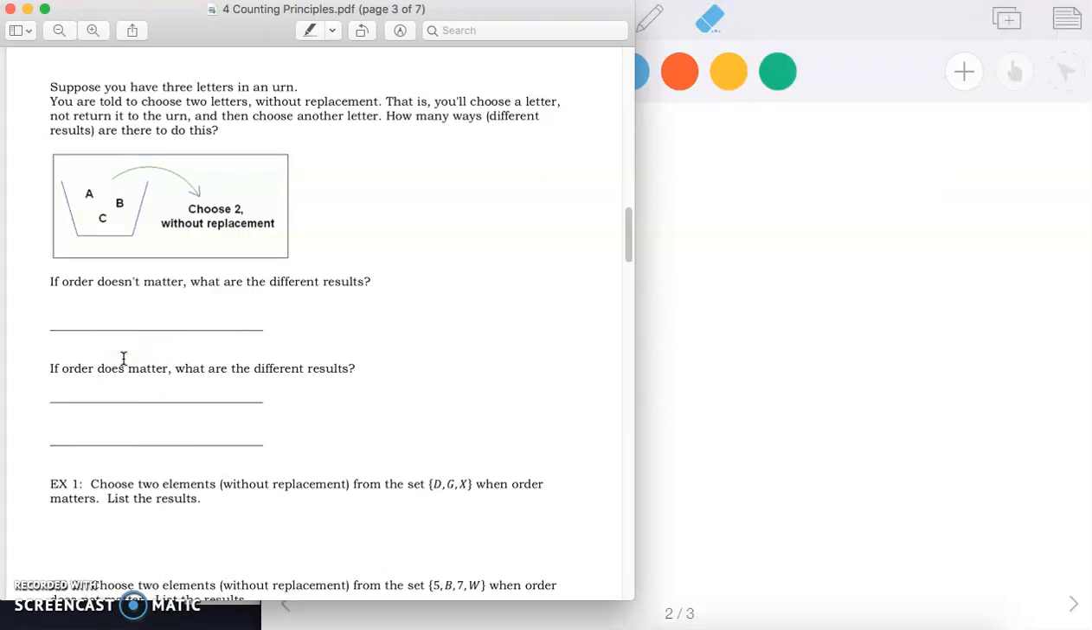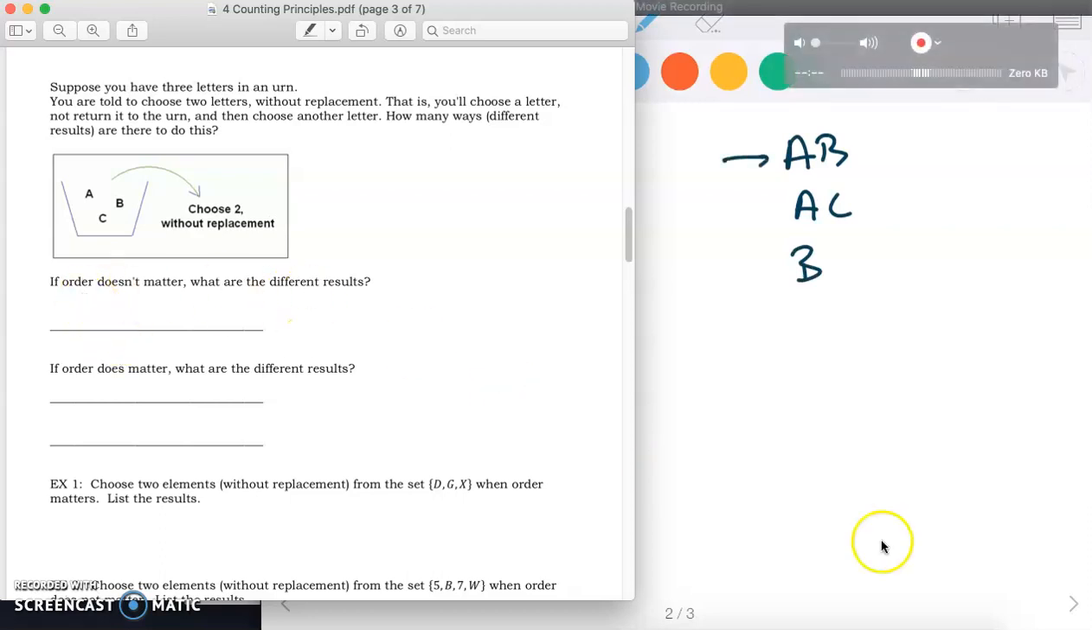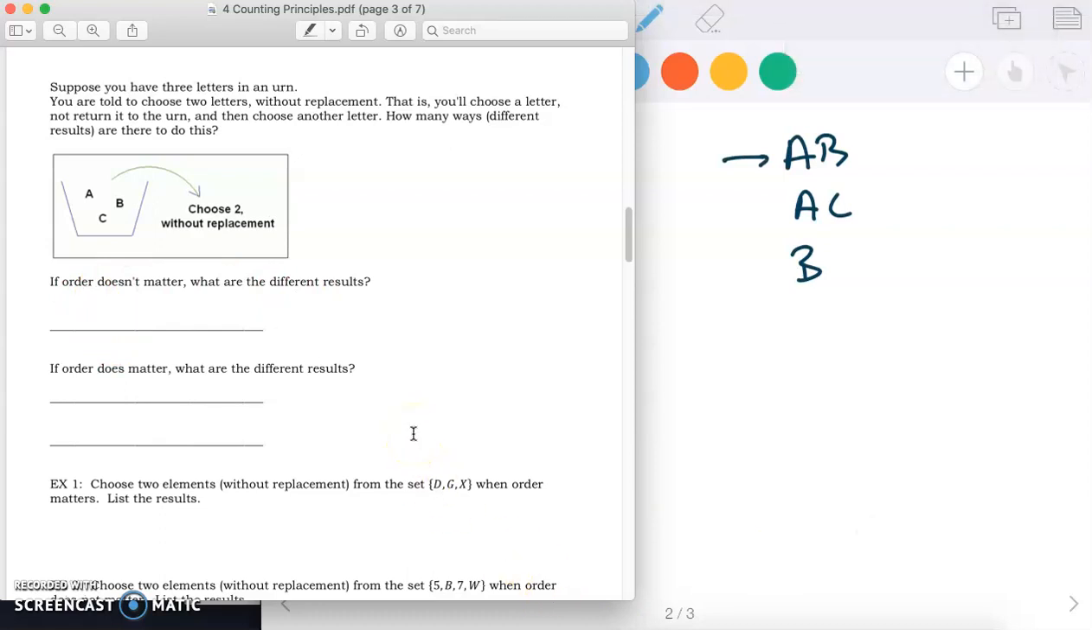It says if order doesn't matter, what are the different results? So if order doesn't matter, let's say on the first one, we pull an A. Then after A, we can either get B or C. So you'd either have AB or AC. Now, let's say we pull B on the second one, and then we pull an A. Well, that doesn't matter. We already have that there. In this case, order doesn't matter, so we don't care if we get AB or BA. So we're not going to count BA again. Then we could get BC. Now if we pull a C on the first one, if we get CA, we already have CA. But if we get CB, we already have BC, and we don't care about order.